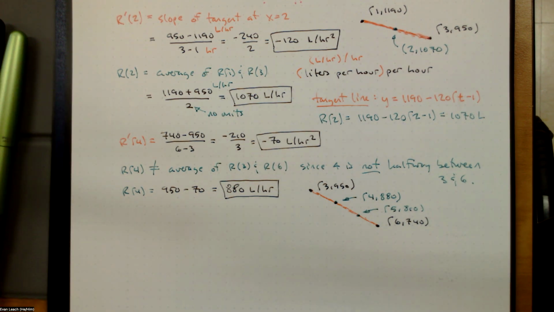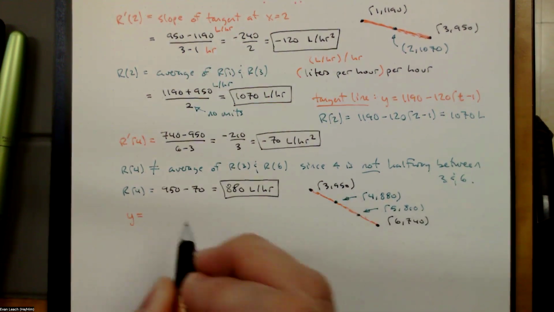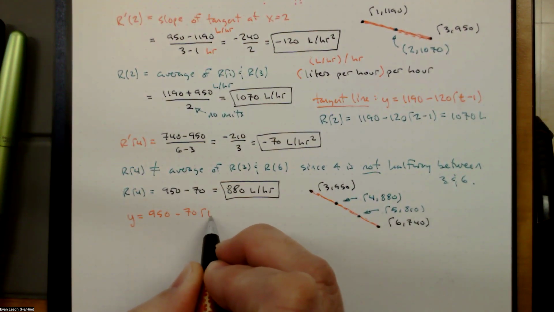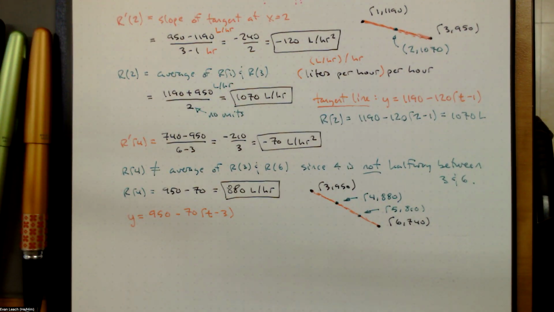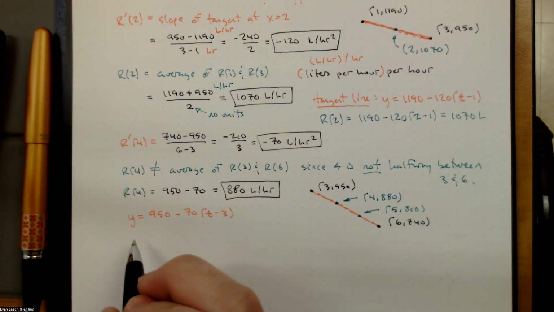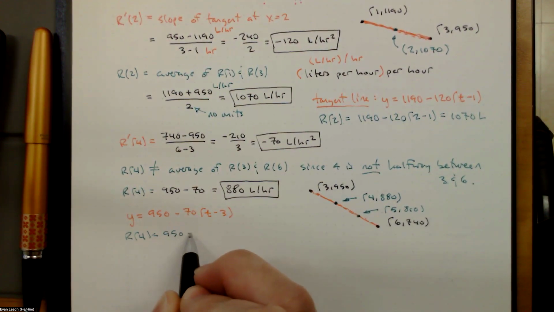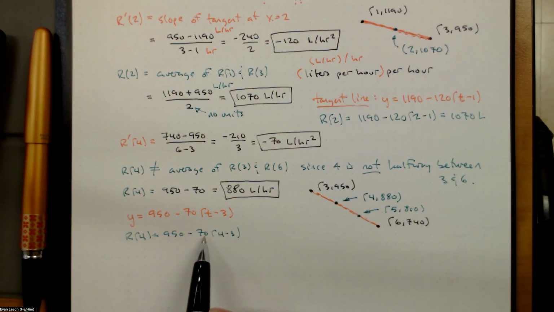We could also build the tangent line from these 2 points. Because our denominator is 1, it's a lot less important because we're just subtracting big round numbers. But if we build the tangent line, we start off at 950 and decrease by 70 whenever t changes from 3. So there's our tangent line. And if we evaluate the tangent line at 4, there we are, starting at 950 and subtracting 70 one time.